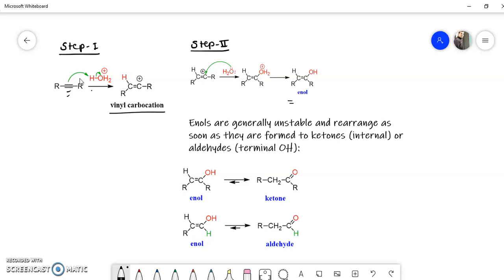Okay, so if an internal alkyne is there, then there is a formation of ketone, and if a terminal alkyne is there, then there is a formation of aldehyde. So the enol form gets tautomerized into its ketone form. So in this way we can explain the hydration reactions of alkynes.